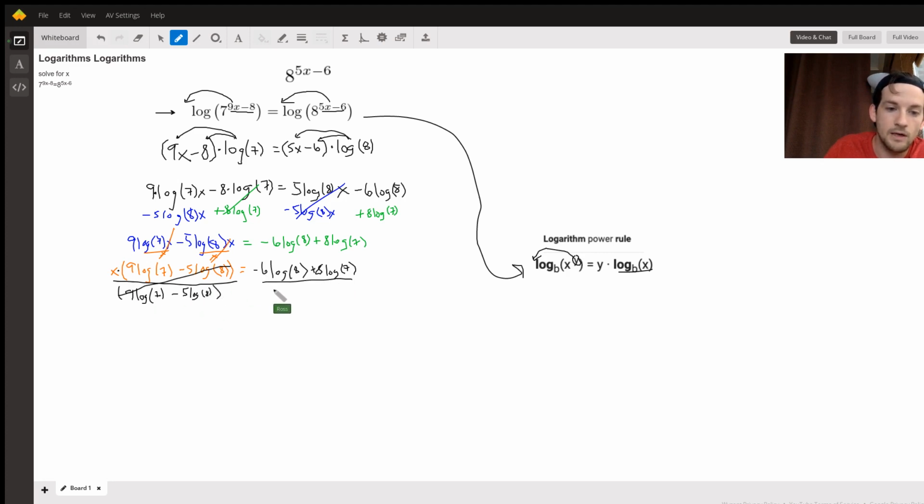We'll do the same thing over here: 9 log 7 minus 5 log 8. And notice that is our answer, because the only thing left over here is the x. It is not by any means a pretty answer, but that is the final result for x. And there are a number of other log rules you could apply here to manipulate it and make it look a little different. But at the end of the day, this is the answer you should get.